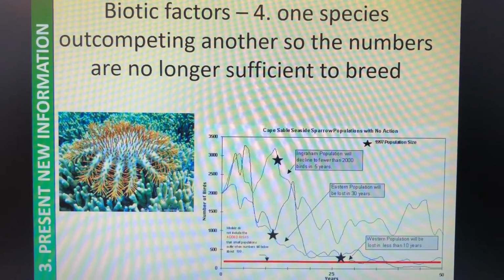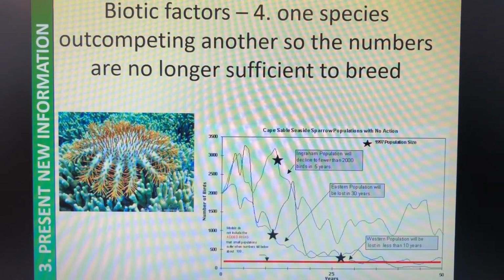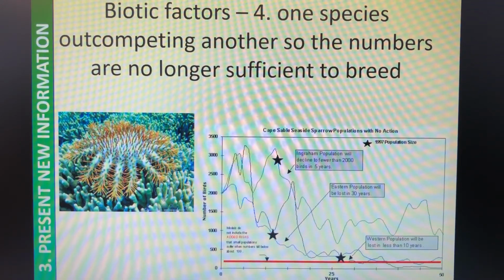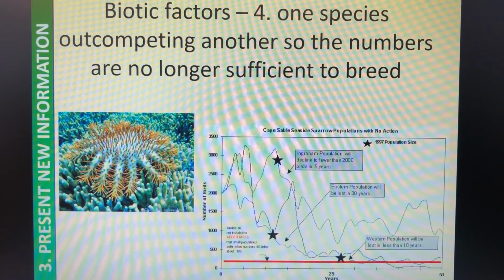But the defence mechanism that this crown of thorns starfish has is that as soon as they are disturbed, they release thousands of eggs into the water, and so they have loads and loads of babies. It's a really good mechanism for taking over large areas of coral reef, and they really can cause a lot of devastation on coral reef.